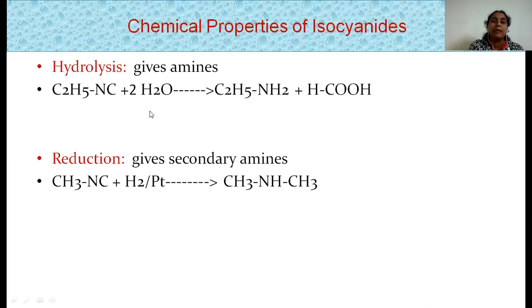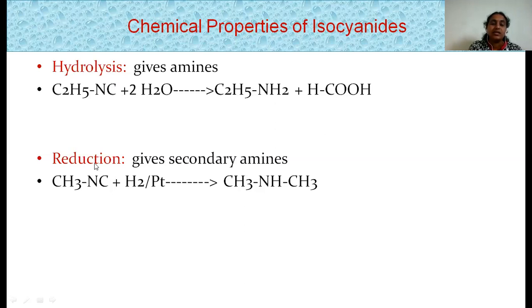And coming to the chemical properties of the isocyanides, the first chemical reaction is the hydrolysis reaction. On hydrolysis, the triple bond present between nitrogen and carbon undergoes cleavage and produces the amine. And this carbon, only one carbon is present, on hydrolysis produces formic acid. So isocyanides on hydrolysis produce amines and formic acid.